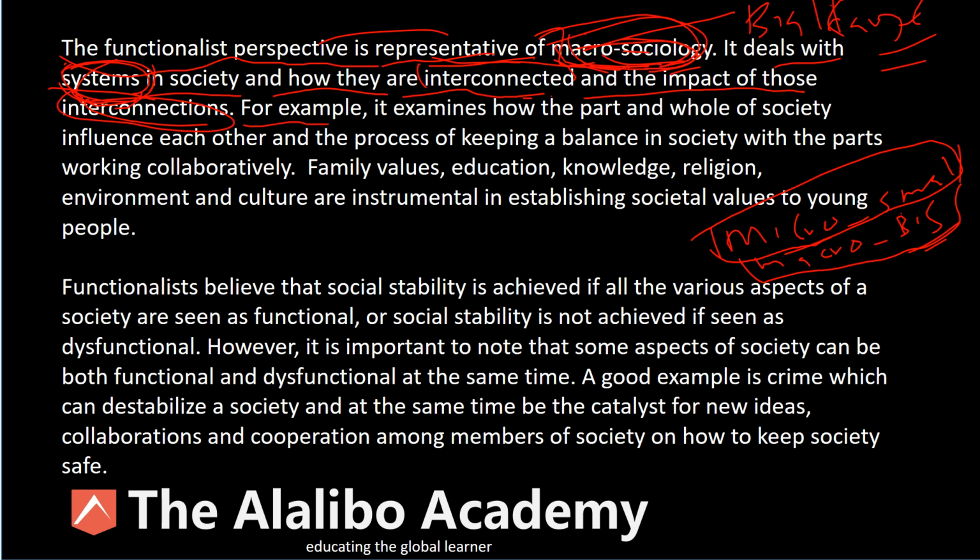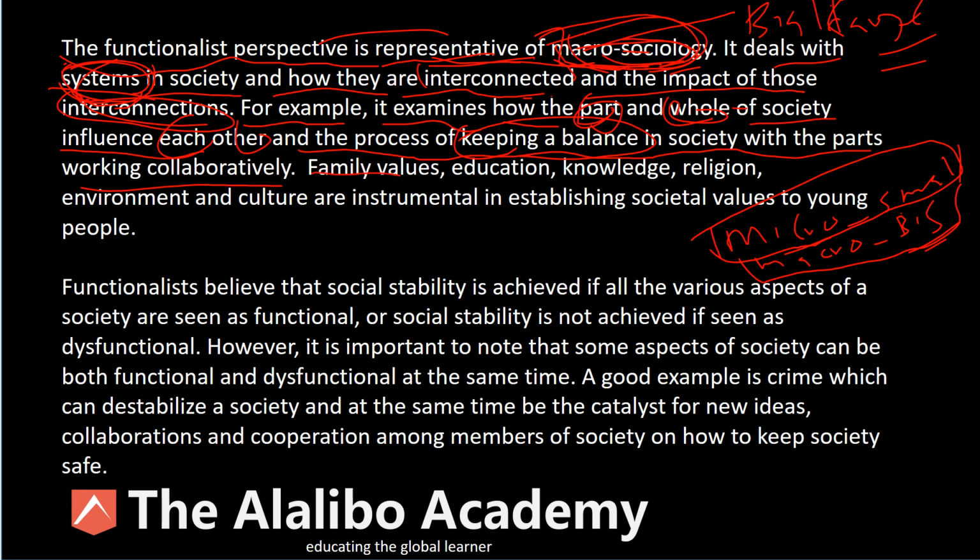So here it says, for example, it examines how the parts and the whole of society influence each other and the process of keeping a balance in society, with the parts working collaboratively. Now, this is very important, because we are looking at how the different aspects of society work collaboratively to stabilize society. That's what the functionalist perspective is about: examining how the parts and the whole collaborate to keep society going, to keep a balance in society, and how they work collaboratively.